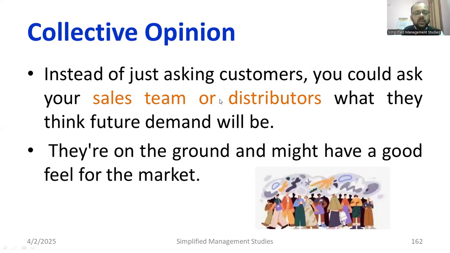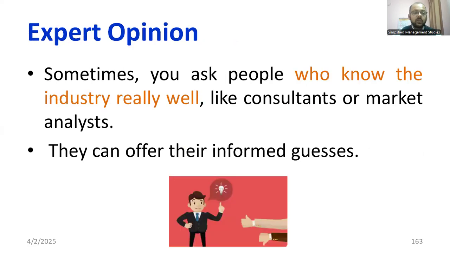Similarly, collective opinion. Instead of depending on only one customer, we ask many customers nearby. We also talk with the sales team, not only customers but also distributors. All of these come under the supply chain, and you are going to interact with them. That is called the collective opinion method. So that we'll come to know the head and tail, the ins and outs. That's what we call a collective opinion poll.